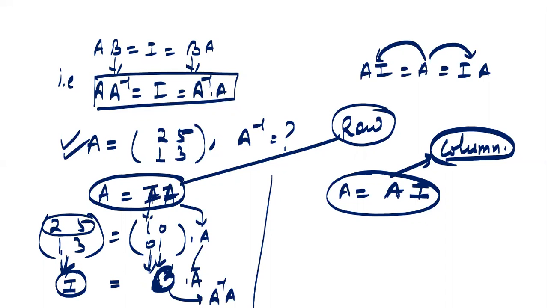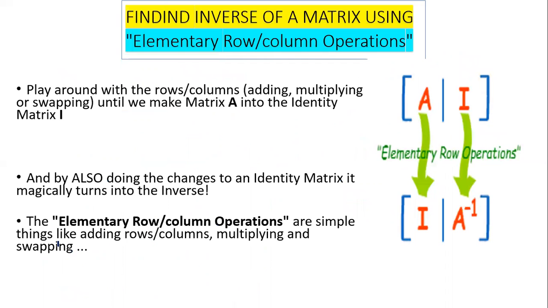But how to apply the transformation and what should be the order? Let's see. Actually, what is elementary row transformation? We will just play around with the rows in case of row transformation and columns in case of column transformation. Because in this video I'm taking only row transformation, I will talk about only rows. Its meaning is adding, multiplying or swapping until we make matrix A into an identity matrix.